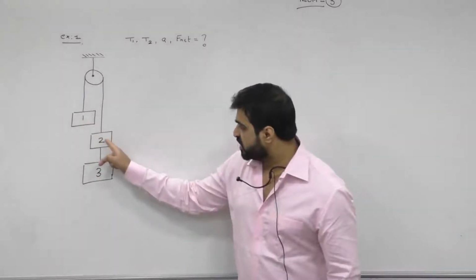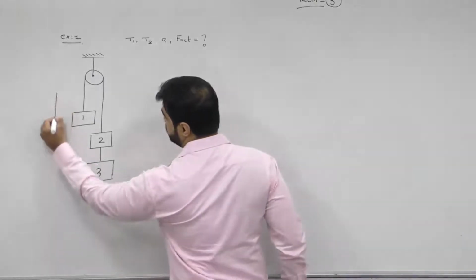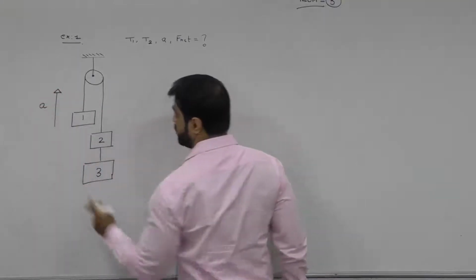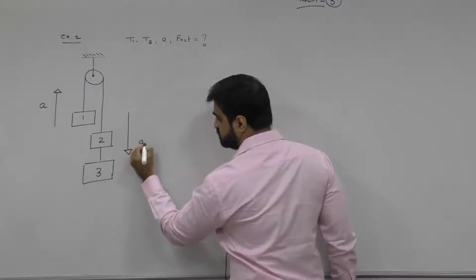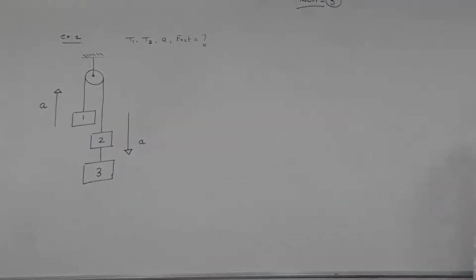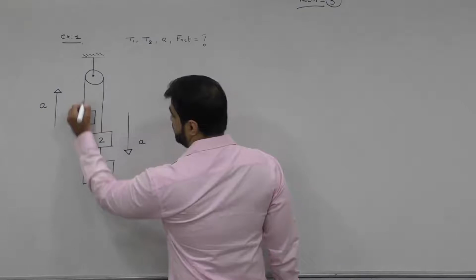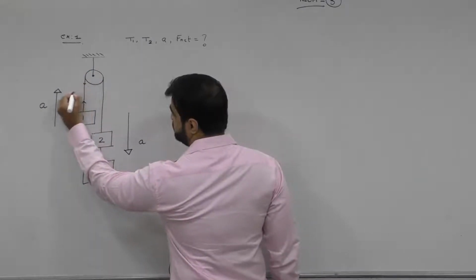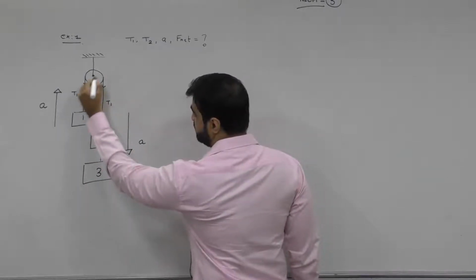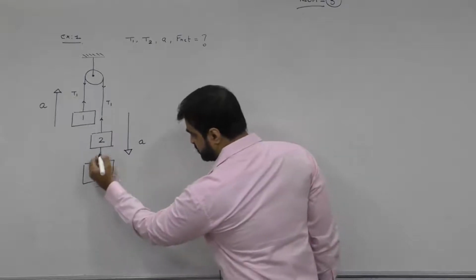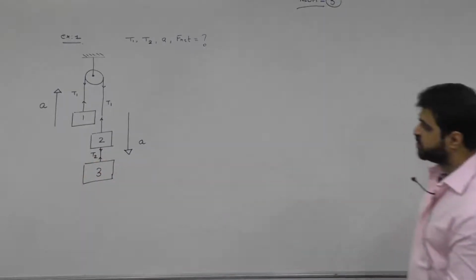This is 1 kg, this is 2 kg, and this is 3 kg. I'll assume that the acceleration of the whole system is up. So this part is going up. This part of the system will come down with acceleration A. Yes or no? Okay. I'll assume that this string is having tension T1. You know the direction of tension is away from the body. This part of the string is also having tension T1. And this is a different string, so we'll have different tension. Follow, look.